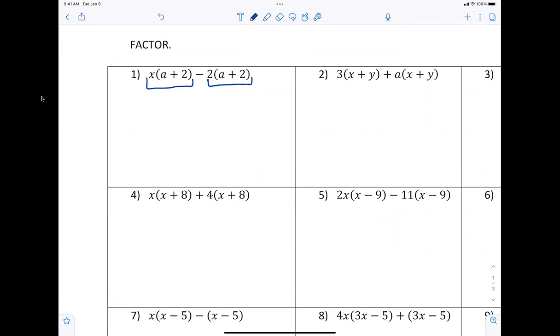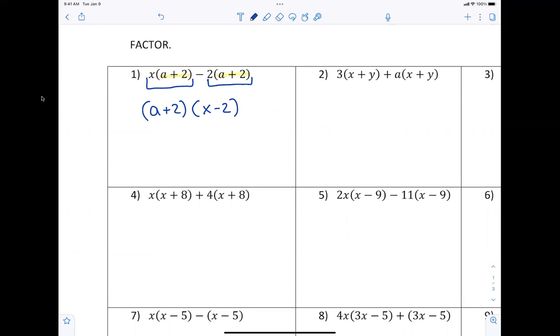Now, it's really, really simple. And especially because you did so much work yesterday, the whole thing should be easier now. So A plus 2 is common. If I remove A plus 2 from the bucket, what is left behind? X minus 2. That is the solution. That's how easy.